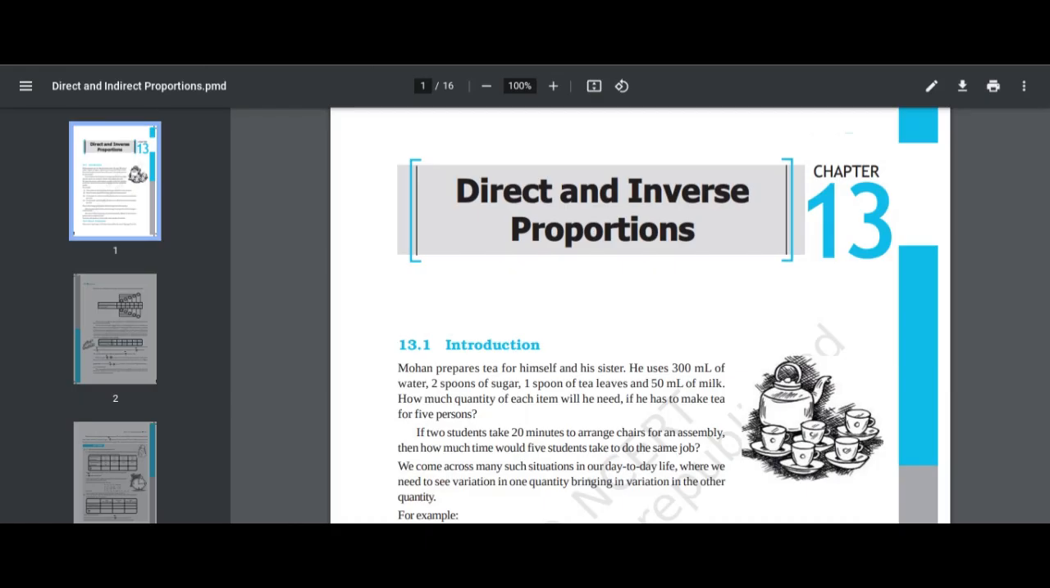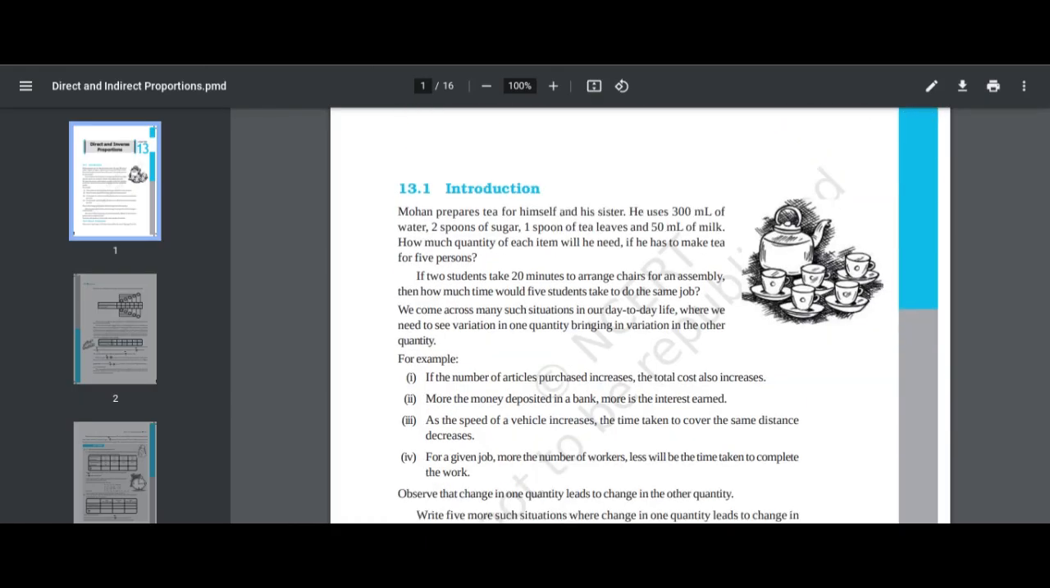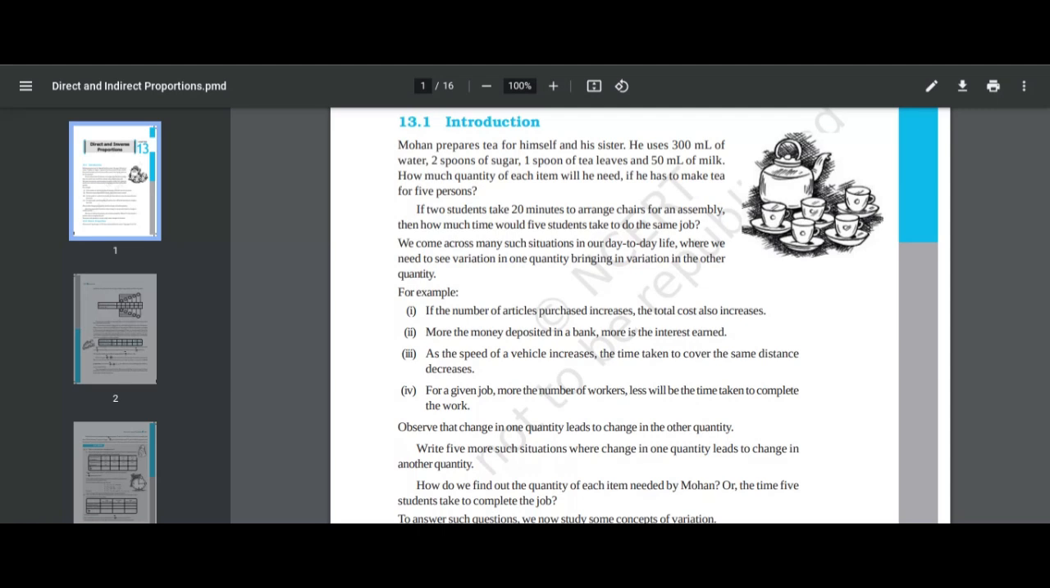Now we will move to the chapter introduction. Can you read the introduction? Yes. Mohan prepares tea for himself and his sister. He uses 300 milliliters of water, 2 spoons of sugar, 1 spoon of tea leaves, and 50 ml of milk. How much quantity of each item will he need if he has to make tea for 5 persons? So this is the question. How much quantity of each item will he need?